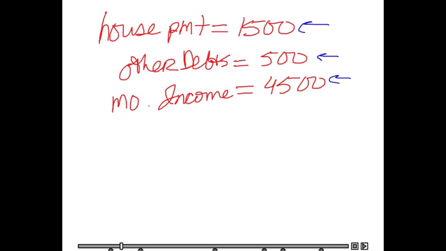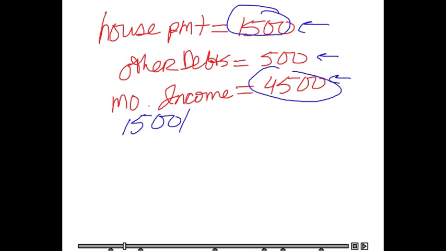So if we want to figure the front end ratio, we're just going to take the monthly payment and divide that by the monthly income. So it's a fairly easy math calculation. It's just $1,500 divided by $4,500. And when you do that on your calculator, you get an answer of 0.33. So the front end ratio is 33%.